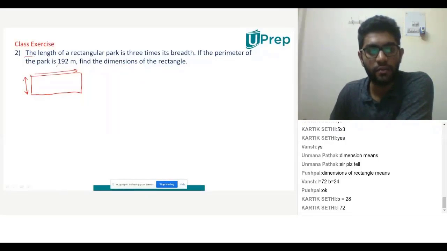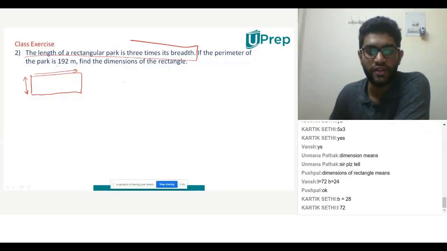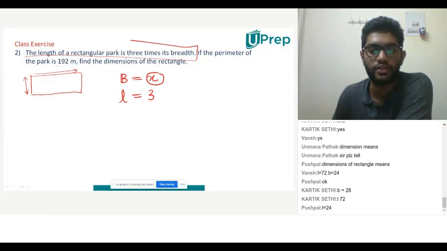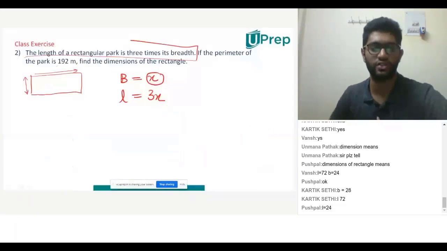Statement number 1: the length of a rectangular park is 3 times its breadth. So if I say the breadth is x, assume the length is 3x. Very good. Now with that, most of you got the answer, so you'll probably understand it very easily. The breadth is x, the length is 3x.